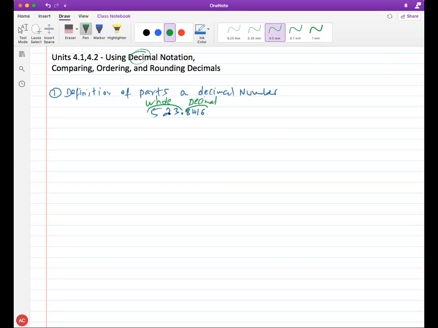And each one of these place values has a specific name or category. For example, for the whole part, we all know that the first digit here is for the tens. Second one is for the hundreds. Aren't those the tens? Okay, the hundreds.